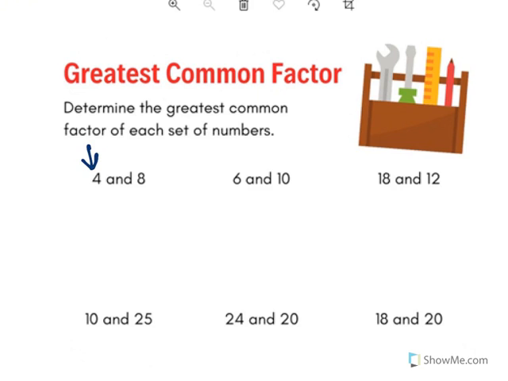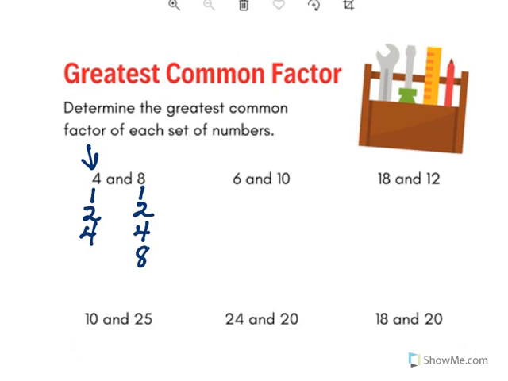So I'll list out the multiples first for 4. So I know that 1 goes in there 4 times, 2 goes in, and 4 goes in. All right, and then I do the same for 8. So I know 1 divides into 8. I know 2 divides into 8. 3 does not, 4 does, 5 does not, 6 does not, 7 does not, and then 8.